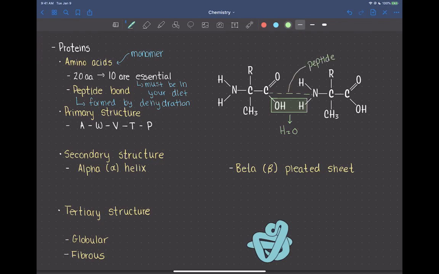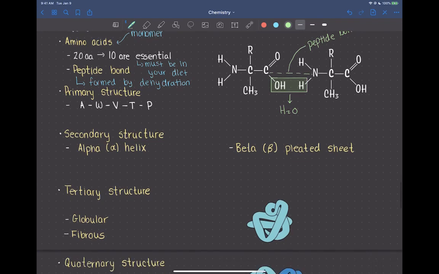Right, we did that by removing water, right? Dehydration synthesis. Okay. And so with proteins, a really important concept to understand is the different levels of structure to a protein.